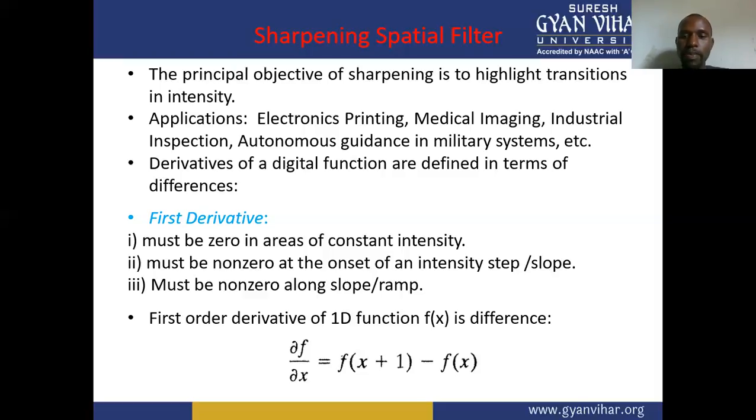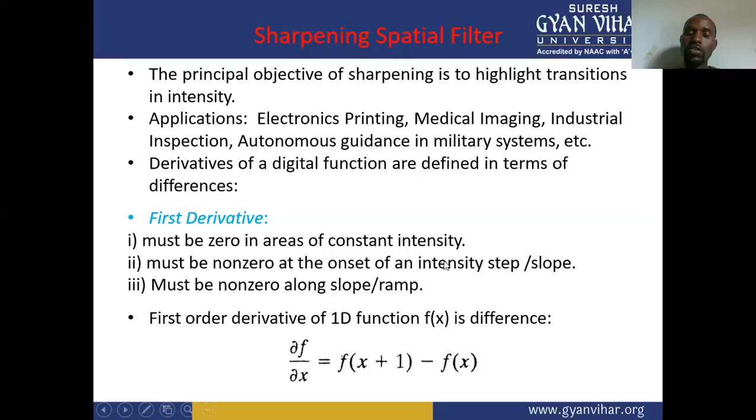So the conditions to be applied are as follows. In the first step, the derivative must be 0 in areas of constant intensity. Constant means there is no change. It is fixed. So in that case the difference is 0. Remember, here the derivative is in terms of difference. So the difference between one region of intensity and the other region of intensity is 0. Also, it must be non-zero at the onset of an intensity step or slope.